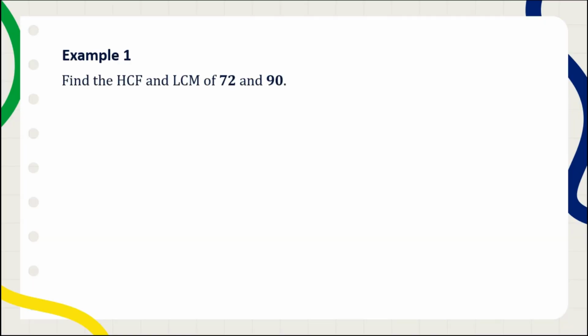Find the highest common factor and least common multiple of 72 and 90. Now for small numbers, we can list factors and multiples. However, when the numbers become larger, that method becomes slow and inefficient. That's why we will use prime factorization, a faster and more reliable method. First, we need to write each number as a product of its prime factors. We start with 72.